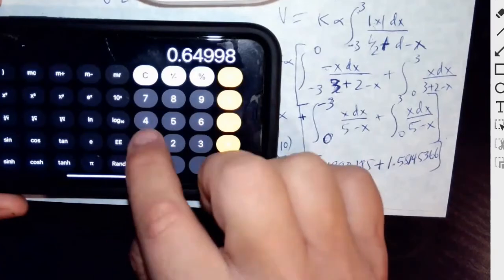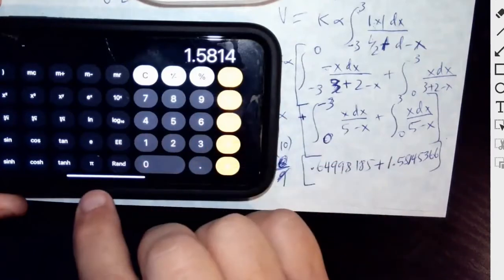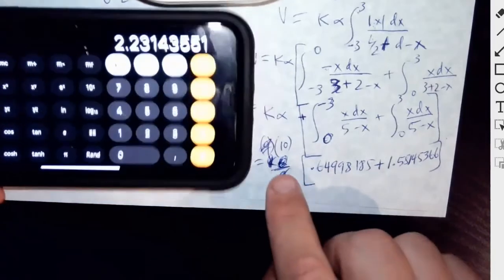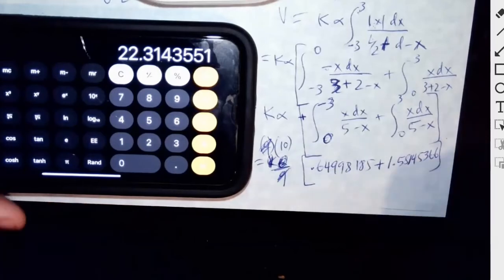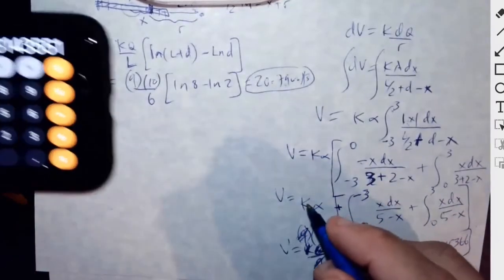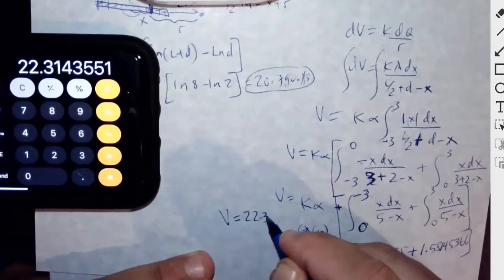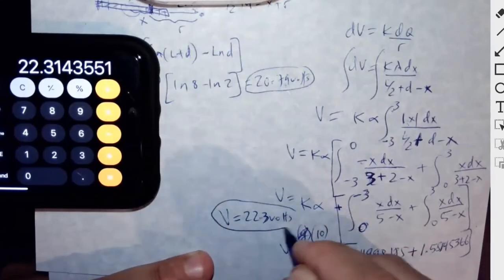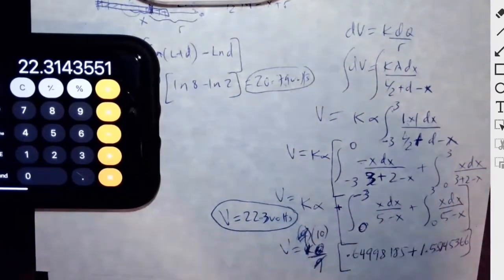0.64998185 plus 1.58145366 times 10. Slightly bigger than the uniform. Yes, yes, yeah, the uniform was 20. Isn't that cool? Oh, man. How does that work? 22.3 volts. Nice.